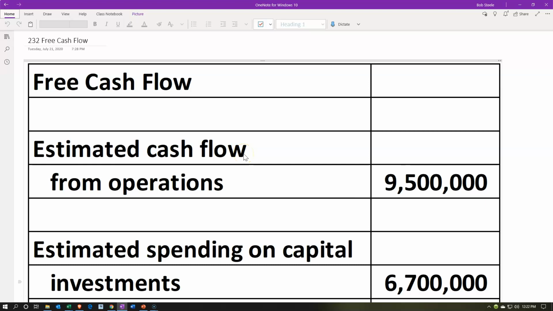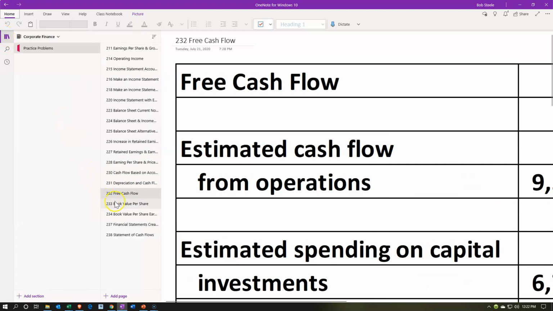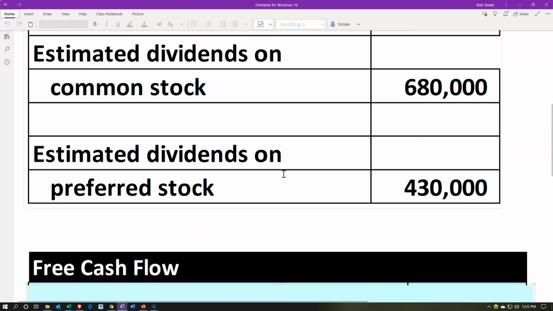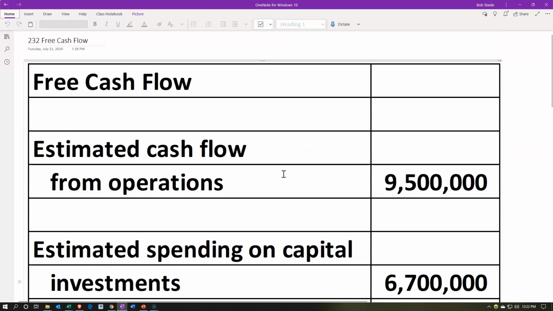Here we are in OneNote. If you would like to follow along in OneNote, you're not required to do so, but if you have access to it and would like to, we're in the 232 Free Cash Flow section on the Practice Problems tab. Closing this back up, we're going to have our information up top, and then we're going to do our calculation on down below for the free cash flow.